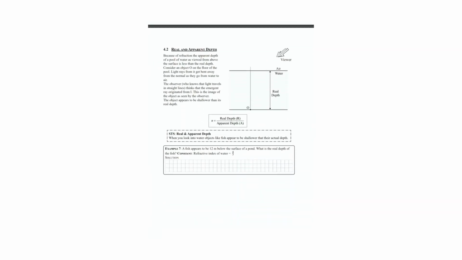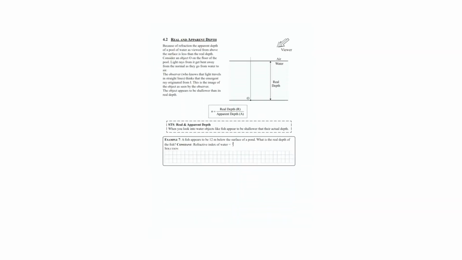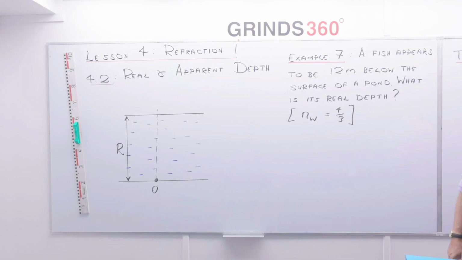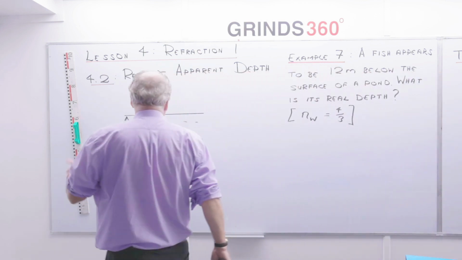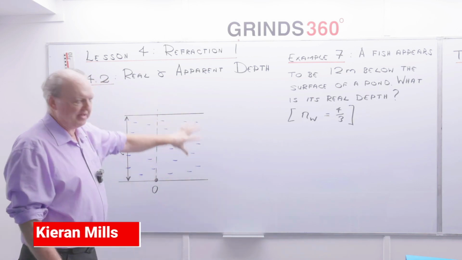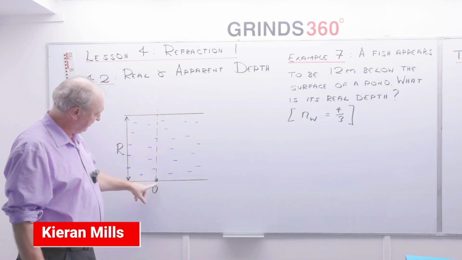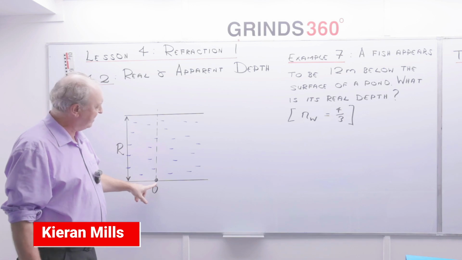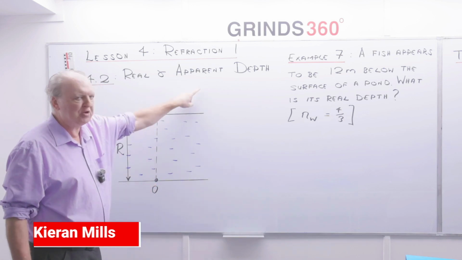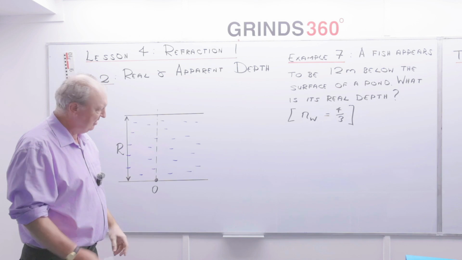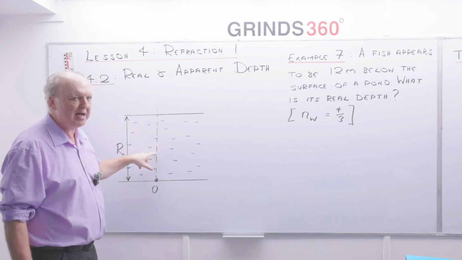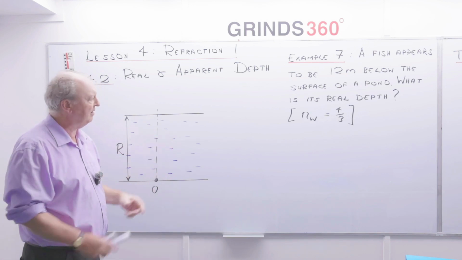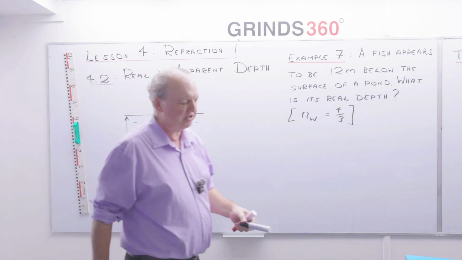So, for Part 2, real and apparent depth. Let me have a look at why that appears to be the case. Why does a fish appear to be shallower than it actually is? Here I have a body of water, and I've got an object at the bottom of the lake. I'm going to have someone outside here looking into the lake. So the question is, why does that object appear to be shallower? It might be somewhere up around here rather than down there. Let's have a look at why that is.